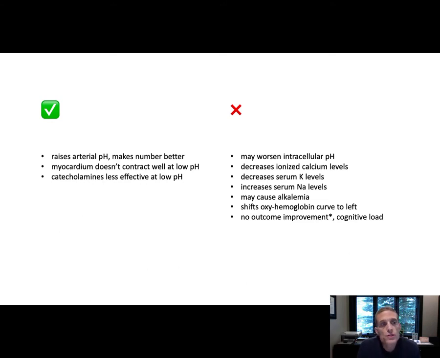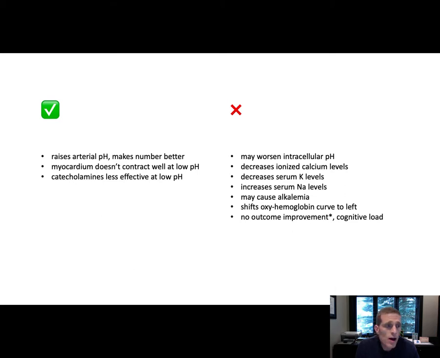These last two points have been dogma. Myocardium doesn't contract well at low pH, and catecholamines are less effective at low pH. I think that's true, but when you look in the literature, there are animal studies. I'm not sure there's any outcome data around this dogma that has been taught in medicine and nursing and paramedicine for years. So, while that's probably true, does it affect outcome?